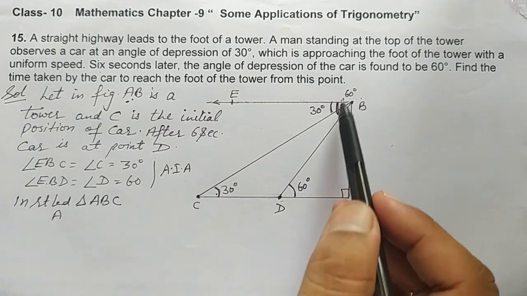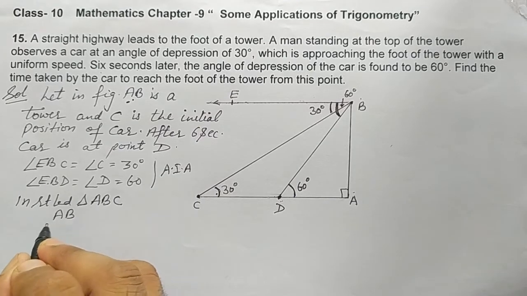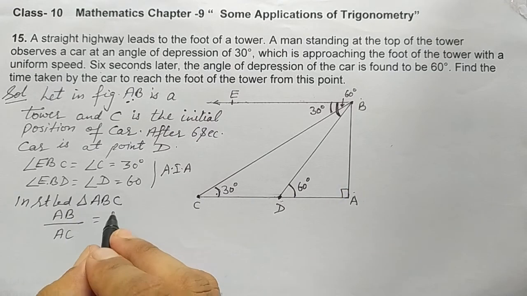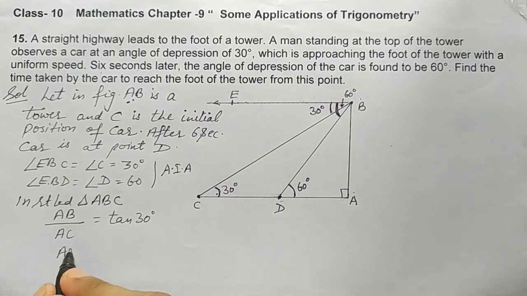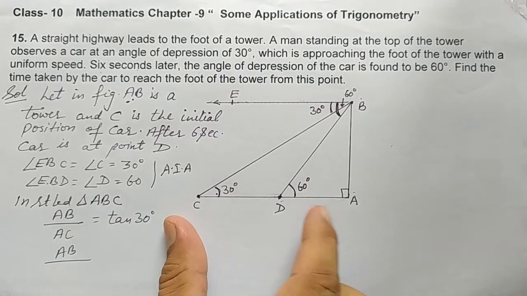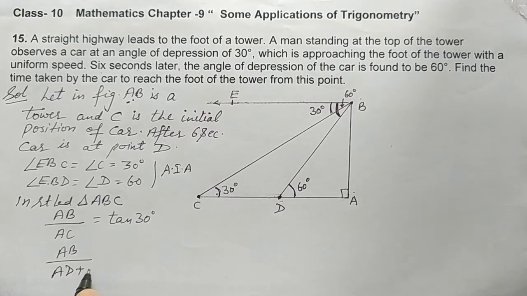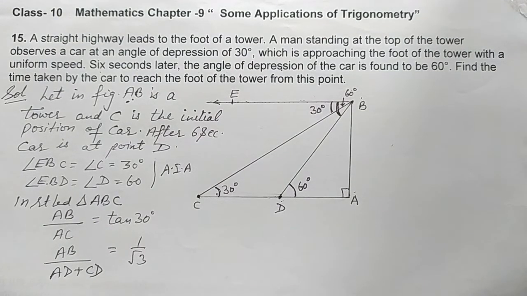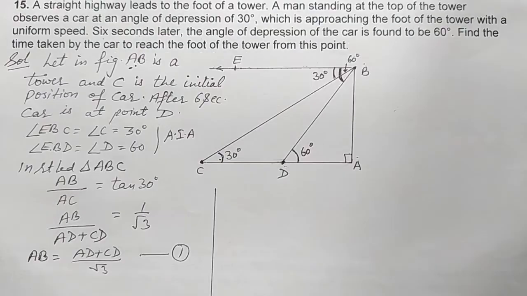Now in right angle triangle ABC, this bigger right angle triangle, we'll write AB over AC. That is perpendicular over base, that is tan 30 degrees. Now AB over AC, for AC I can write CD plus AD or AD plus CD. So we'll write AD plus CD, and tan 30 is 1 by root 3. Now we'll cross multiply. This AD plus CD will go in the numerator. So AB is equal to (AD plus CD) over root 3. This is equation number 1.